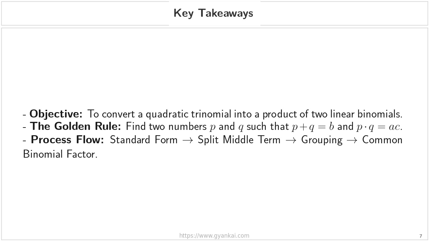To keep your work organized, try to follow this consistent process flow. Always start by ensuring your equation is in standard form. Then, split that middle term using your two numbers, proceed to group your terms into pairs, and finally, extract the common binomial factor. Following these steps systematically will prevent you from getting lost in the algebra.